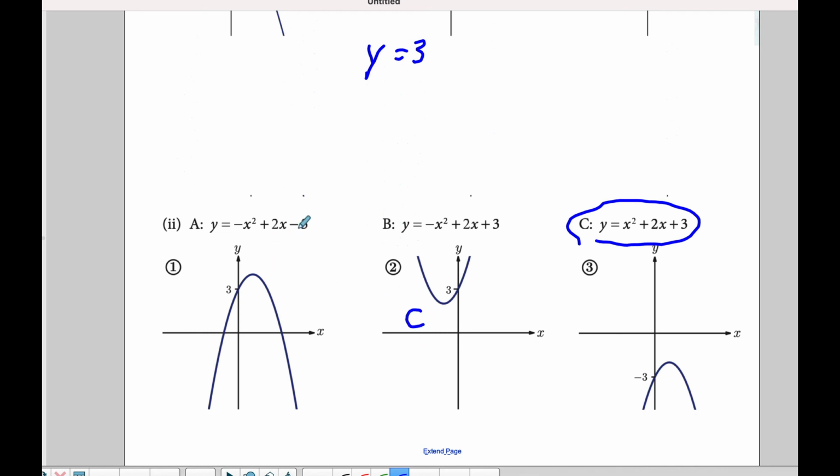Next, we look at the intercepts. Well, we have a positive intercept, positive 3 here. So then this must match up with B. And lastly, this is A.